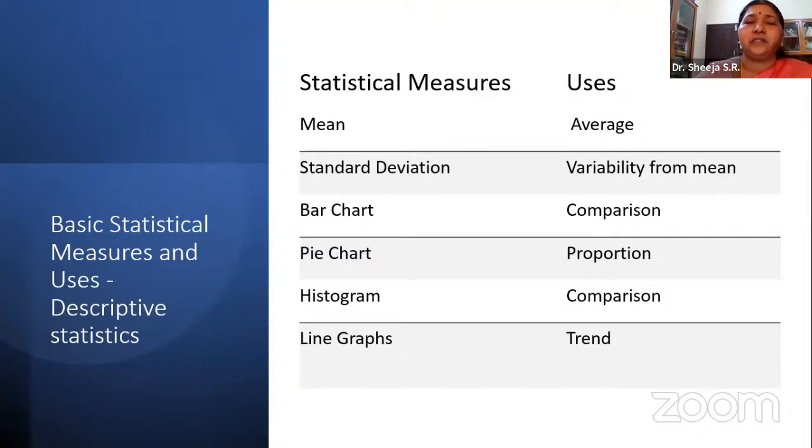Then as we have seen, bar chart is used for comparison. Pie chart is also used for comparison by looking at the proportion. It shows the proportion or relative share of each component, and we can compare the importance of various items also by looking at the proportion. Then histogram can be used for comparison. Then line graphs can be used for understanding the trend. If we have more than one line, then we can use it for the purpose of comparison also.